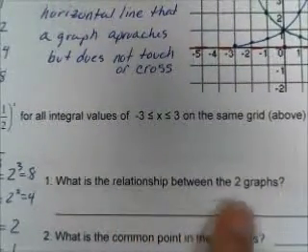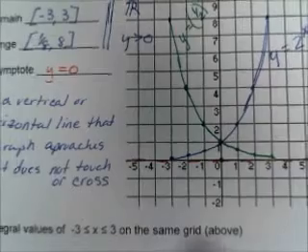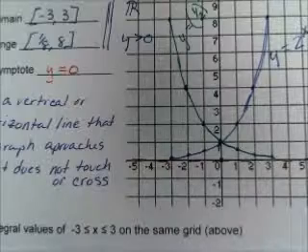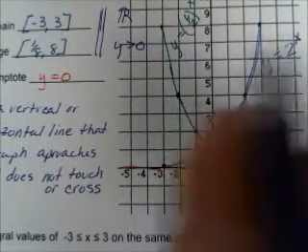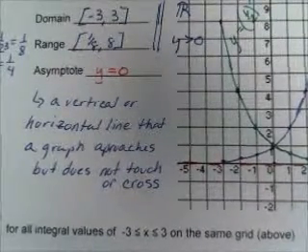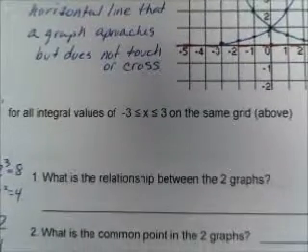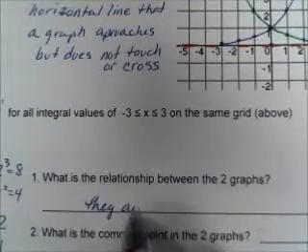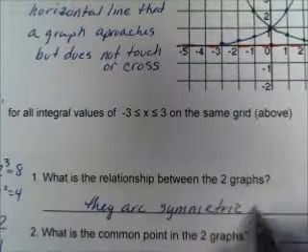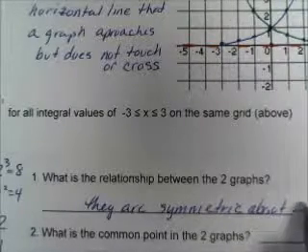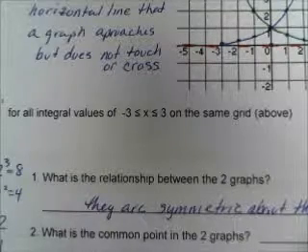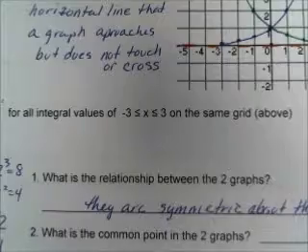What is the relationship between the two graphs? Well, one is the reflection of the other over the y-axis. So they are symmetric about the y-axis. You can pause the video if you want and try to fill in the next two before I give you the answer.